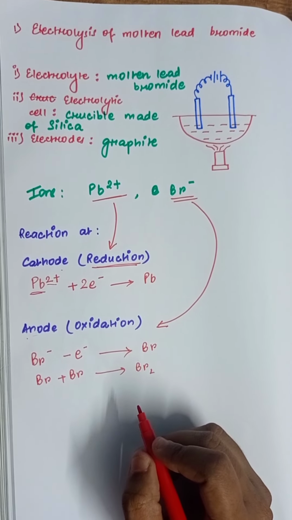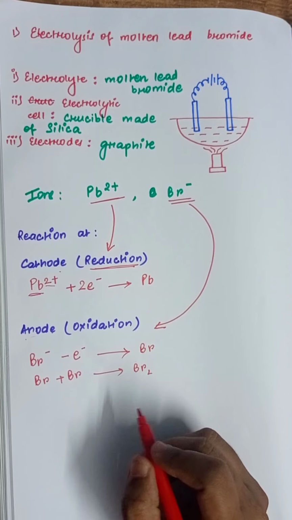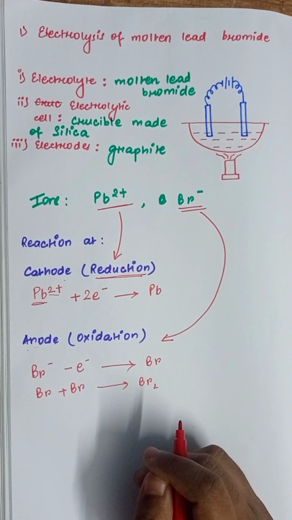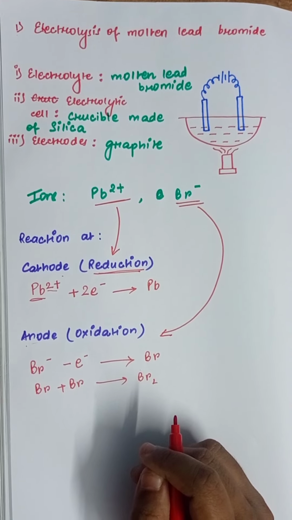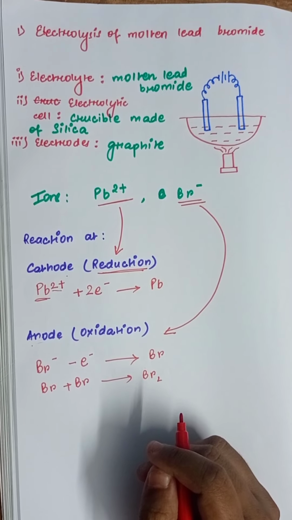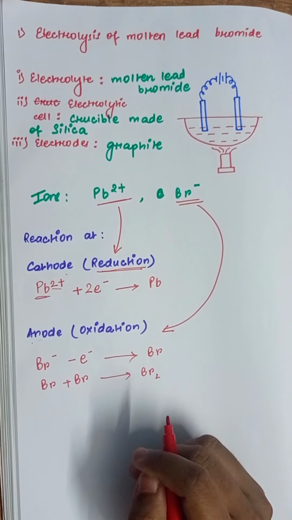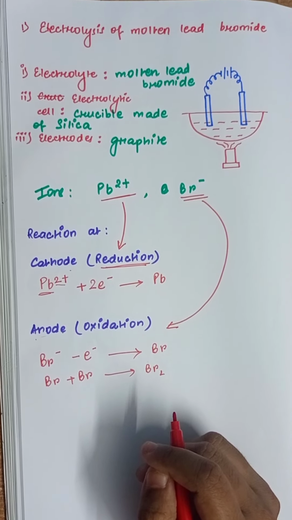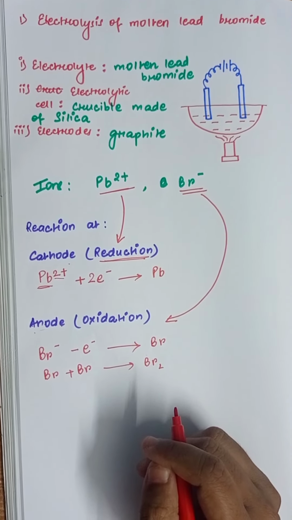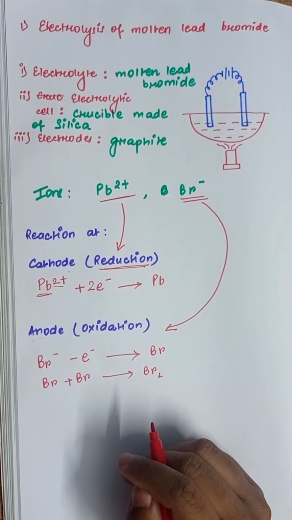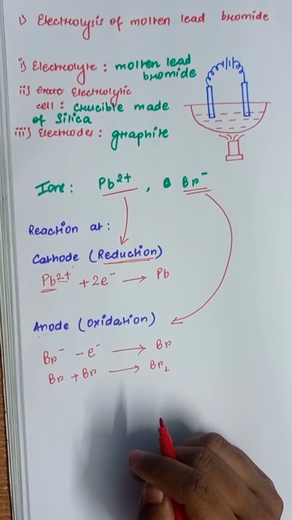In the anode region, you will observe that a reddish brown gas is evolved, and in the cathode region, you will find a grayish metal deposit on the cathode. Like I told you, the electrodes are the places where the products of electrolysis will be formed. If it is a gas, it will be formed around it, and if it is a solid, it will be formed on it. Since lead is a solid, it will be formed on the cathode, and since bromine is a gas, it will be seen in the anode region as a brownish gas.